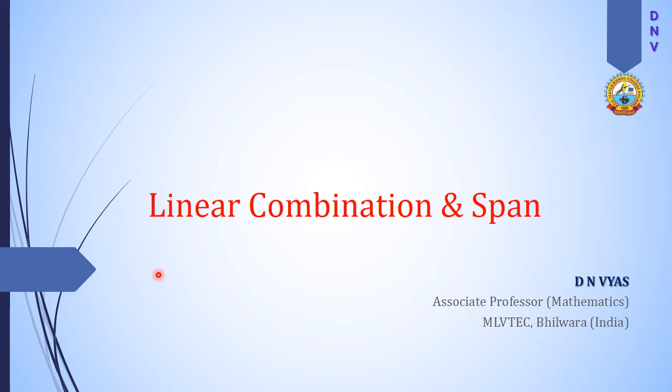Today I'm going to take up linear combination and span. So far we have discussed the definitions of vector spaces. We have defined subspaces, we have given some examples of vector subspaces, and we have seen how some sets and subsets do not become vector subspaces of a given space. So today we are taking up the notion of linear combination and span in the vector space.